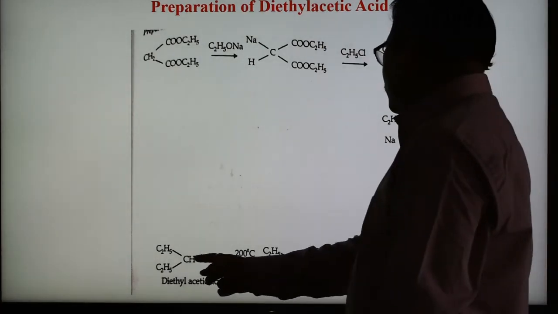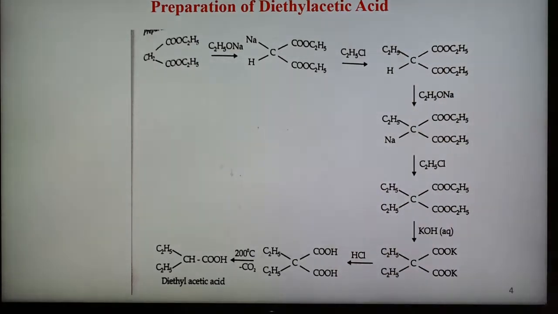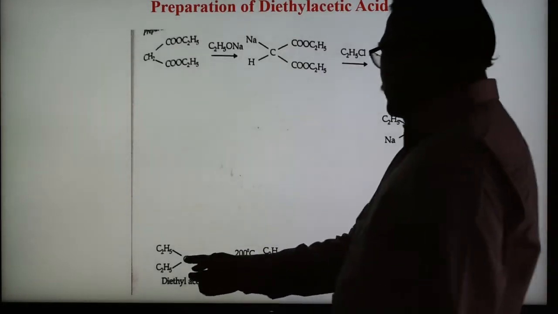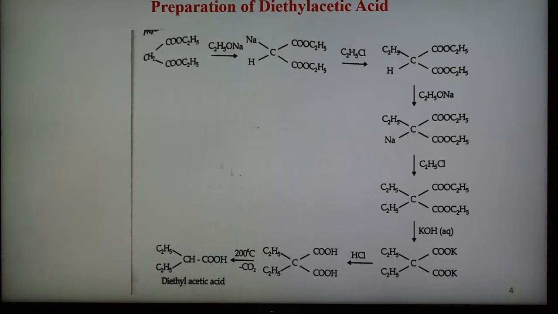Here COOH, here CH, COOH. So after loss of CO2, we get diethyl acetic acid. This is the acetic acid CH3COOH, in place of 2 hydrogens, 2 ethyl groups are there, so it is also regarded as diethyl acetic acid. In this way diethyl acetic acid can be synthesized by using these 3 steps: formation of enolate, second alkylation, and third hydrolysis and decarboxylation.